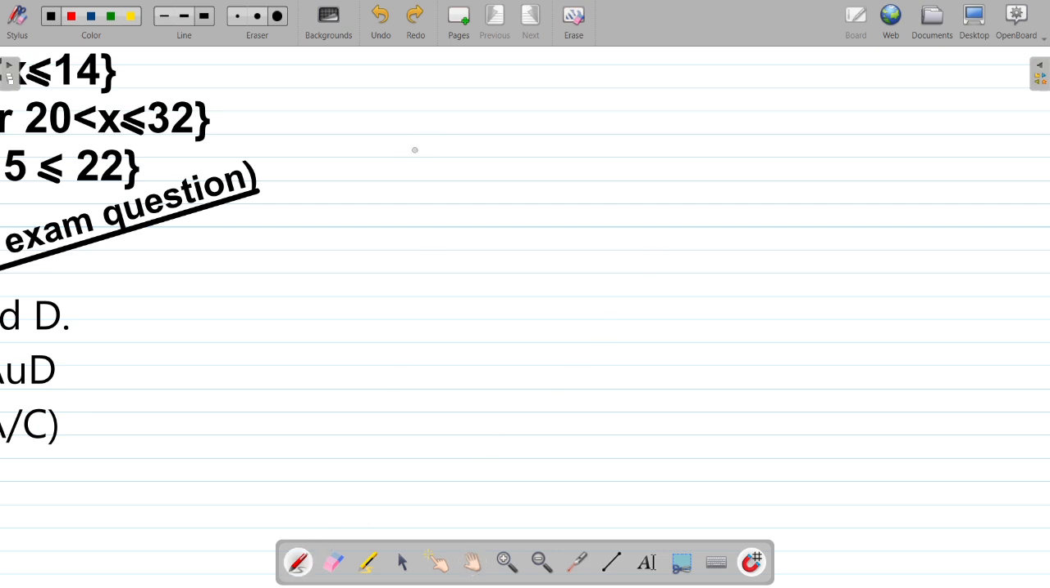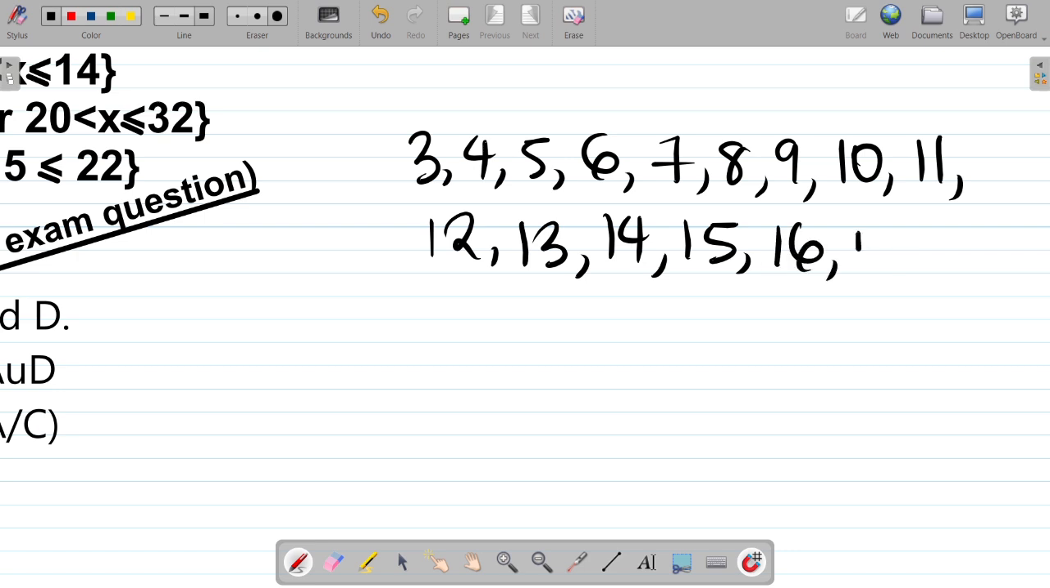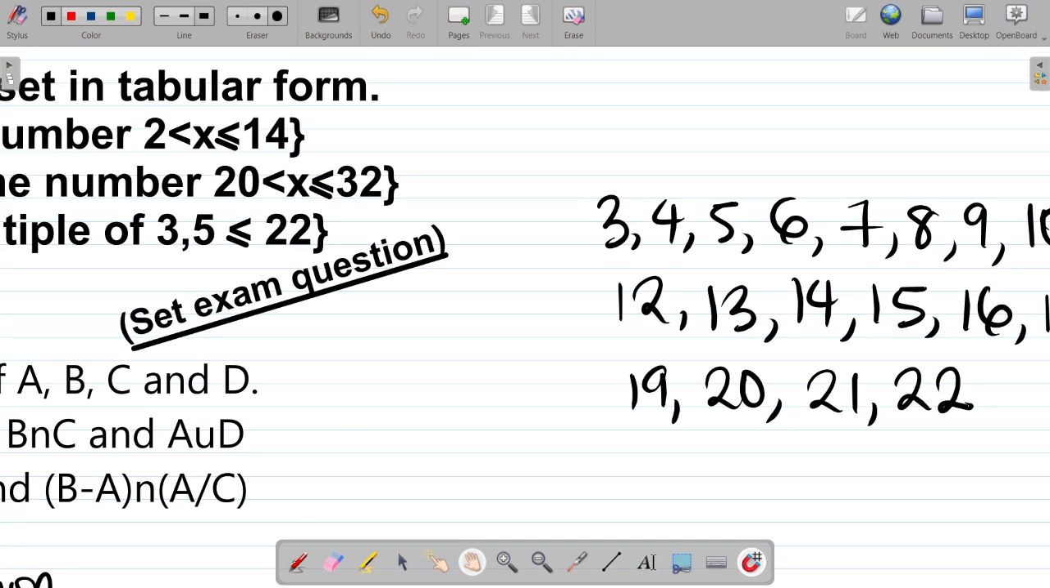To get this value, we start with 3. So we get 3, 4, 5, 6, 7, 8, 9, 10, 11, 12, 13, 14, 15, 16, 17, 18, 19, 20, 21, 22. All right. So you can see that we have less than or equal to 22. You can see it here. So that means I will include 22.